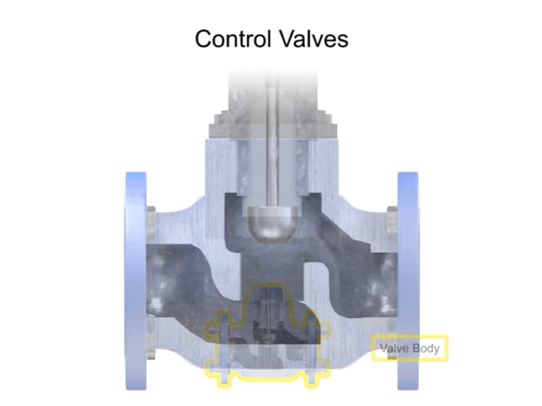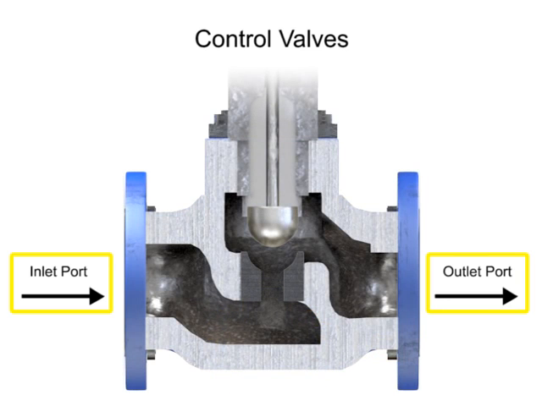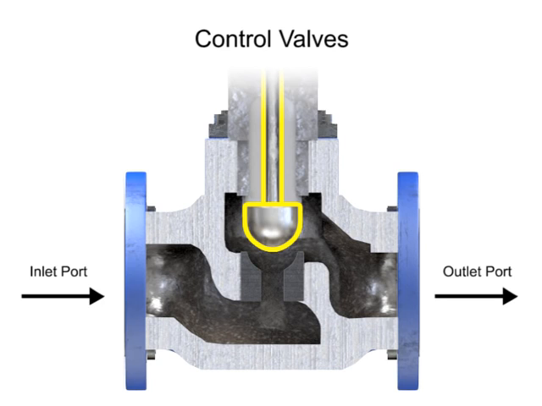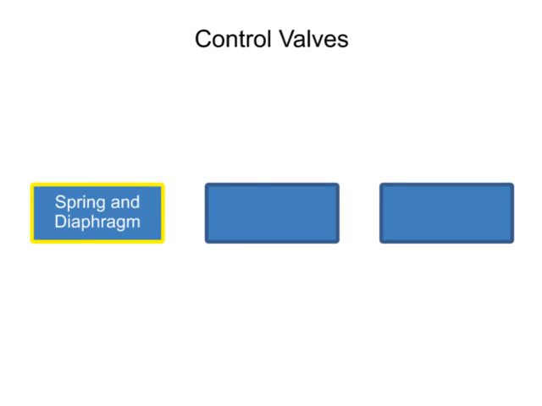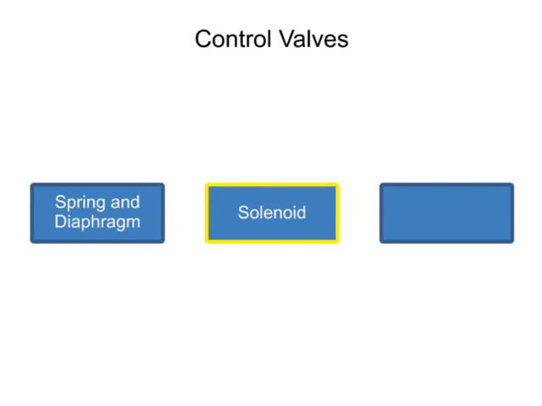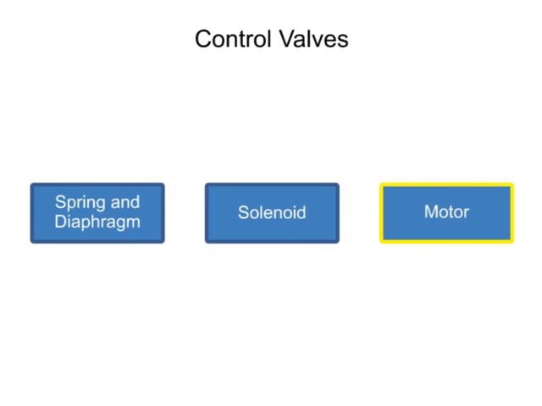The valve body provides the fluid connections and a movable restrictor comprised of a valve stem and plug that is in contact with the fluid that varies the flow. The valve actuator is the component that physically moves the restrictor to vary the fluid flow. Three actuator types are used in control valves, and they include spring and diaphragm, solenoid, and motor.